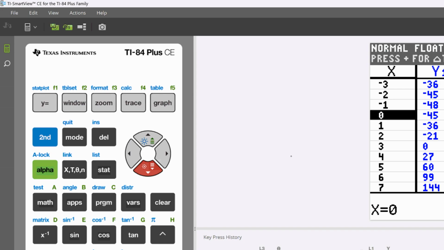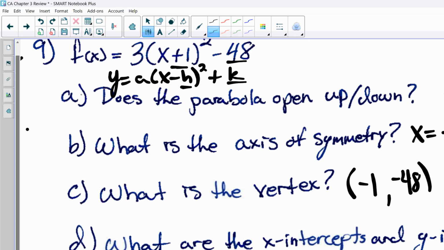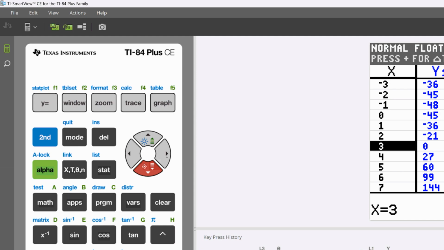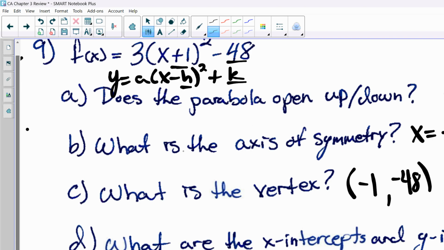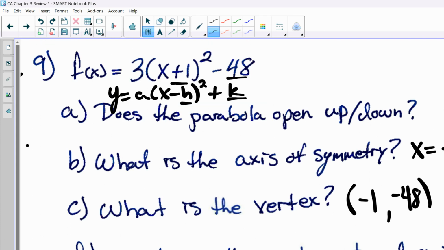Now the x-intercept is where it crosses the x-axis where the y value is 0. Well, one of them is 3, 0. And the other one, if we scroll up, is negative 5. And we get both of these here.